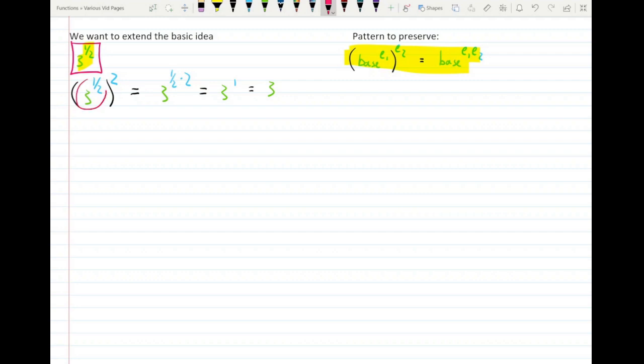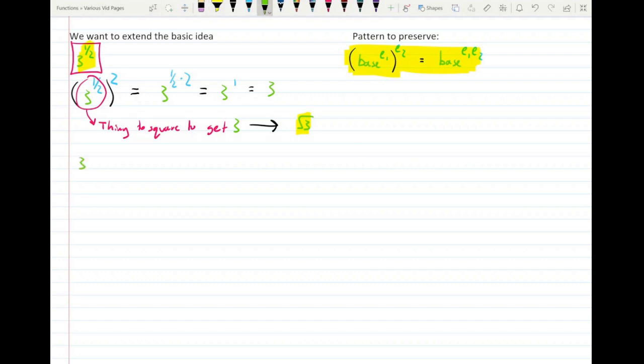Now that means that this thing here is the thing that you can square to get 3, which by definition is the square root of 3. That means that the square root of 3 is the value that we should be assigning to this expression 3 to the 1/2 in order to preserve that old pattern that we want to still hold.